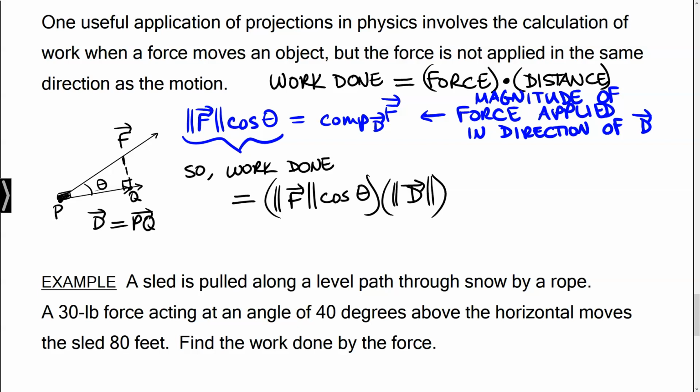But notice that is exactly the same thing as F dotted with D. So here's another nice interpretation of the dot product. If you think of taking the dot product of a force vector with a distance vector, then the dot product represents the total work done by that force in the direction of D. So you can think of it as the norm of the force times the norm of the distance times the cosine, or you can just think of it as the dot product of the two vectors. Okay, so let's look at an example.